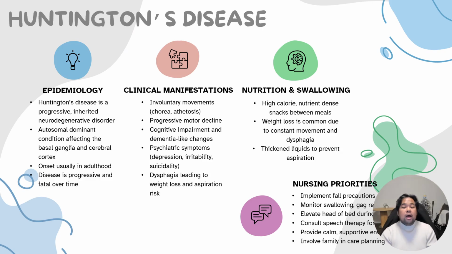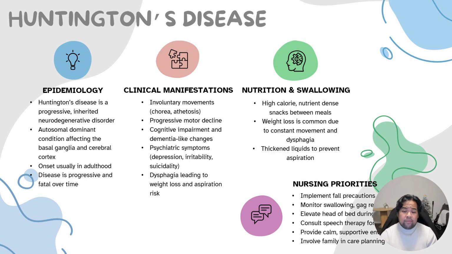All right, Huntington disease. This slide has all the information you need to know about Huntington disease, okay? It is progressive, so that's something you need to know. It is a neurodegenerative disorder. It is an autosomal dominant condition that affects the basal ganglia. It usually is diagnosed when patients are adults, and the disease is progressive and fatal over time, okay?